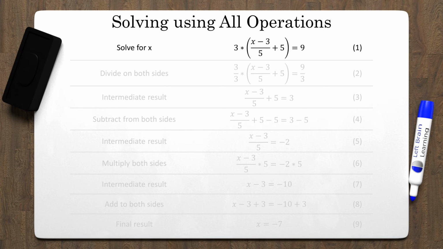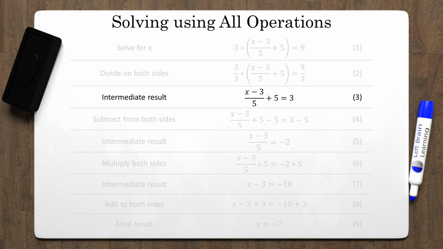Alright, so let's now do a challenge problem which will involve all of the operations that we've used so far. The equation is 3 times the quantity (x minus 3) over 5 plus 5, close the parentheses, equals 9. Our first step is to divide both sides by 3. On the left-hand side, we'll have a 3 over 3 that cancels to 1. On the right-hand side, we'll have 9 over 3, which equals 3. So our intermediate result after this first step is (x minus 3) over 5 plus 5 equals 3.